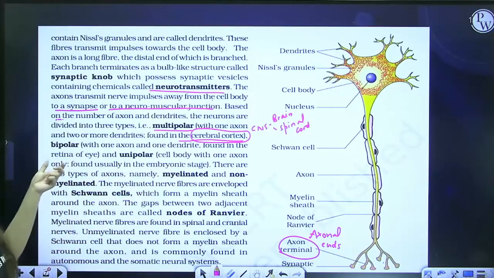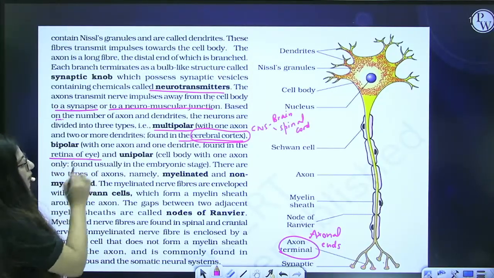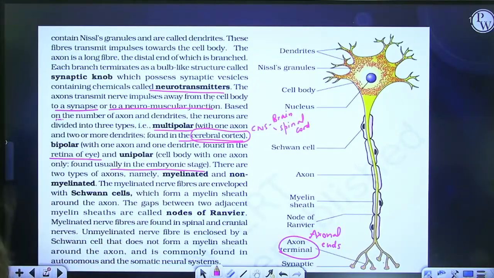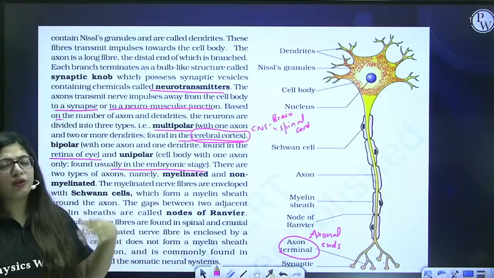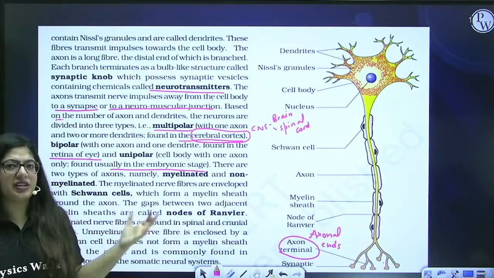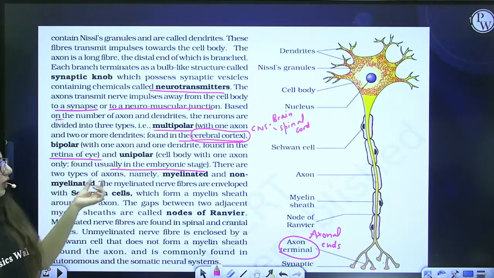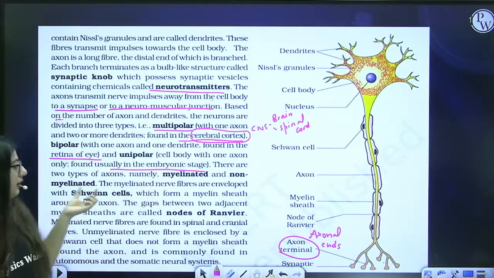Bipolar neurons are found in the retina of the eye and also the olfactory epithelium. Unipolar neurons are present in the embryonic stages. They have only one axon. They have not mentioned pseudo-unipolar, but I hope you will understand, some things we need to do out of the NCERT also. There are two types of axon, namely myelinated and non-myelinated.